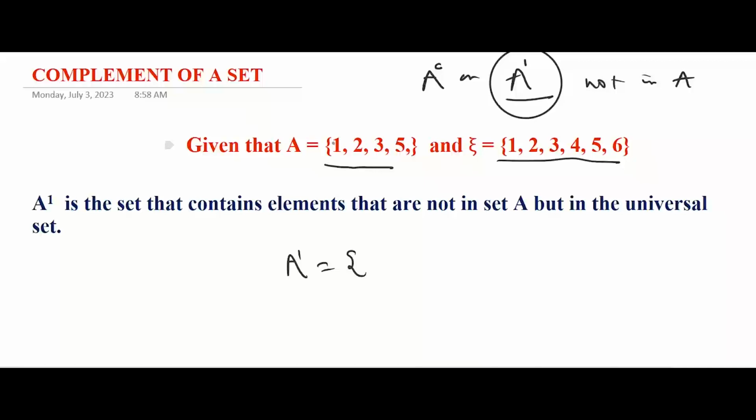So let me cancel. 1 is here, cancel it. 2 is here, cancel it. 3 is here, cancel it. 5 is here, cancel it. So all the elements that are not in A but are in the universal set are 4 and 6, as you can see there. That means A complement is the set of 4 and 6. So that means the elements that are not in A but in the universal set, that is the simple meaning of A complement.